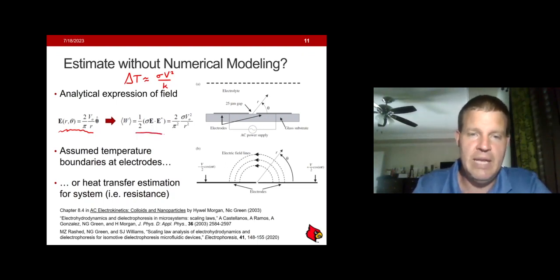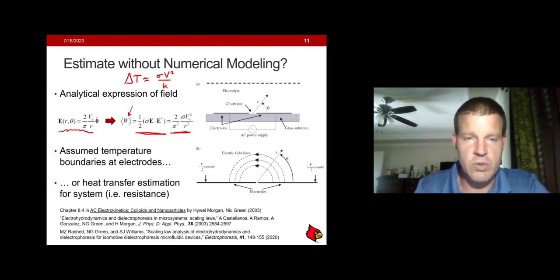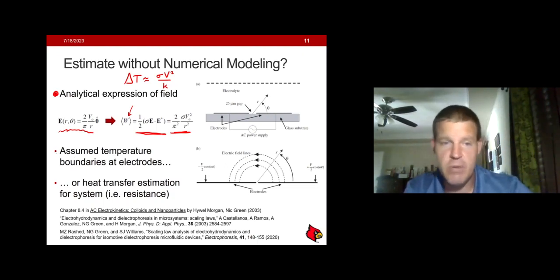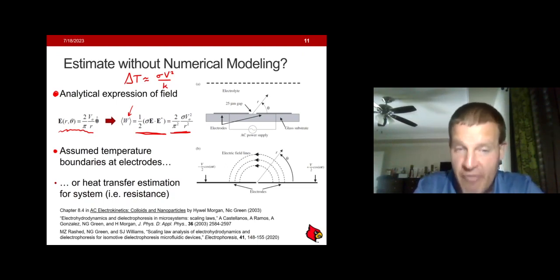So, for example, the heat source, right? Remember that 1/2 conductivity electric field squared. If you wanted to calculate that, they used the electric field, substituted that in, and then got their source. So this is their heat source based on this known electric field. First you need an analytical expression to help you with this estimation, whether it be an assumed or an approximate analytical expression. You have an assumed temperature at the boundaries, either at the electrodes or nearby. So you have a simplified temperature field, or you have some heat transfer estimation.